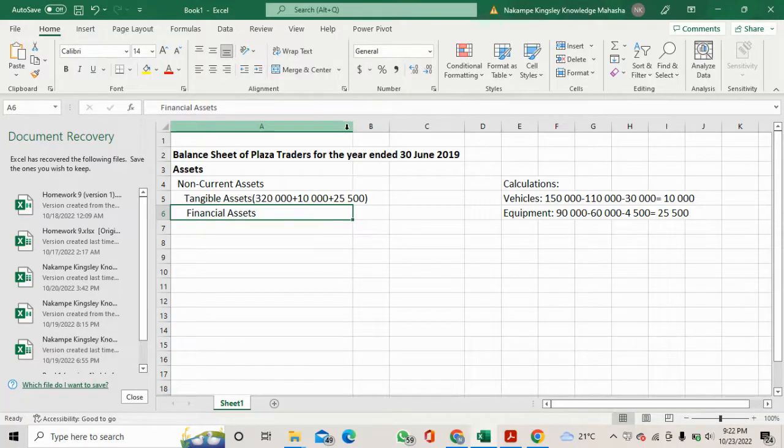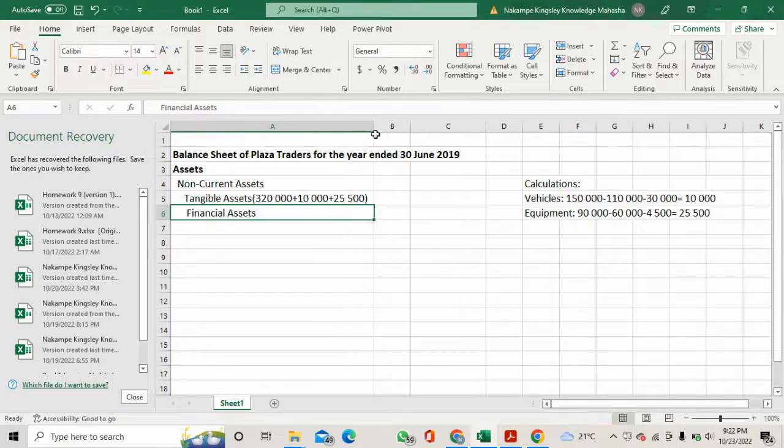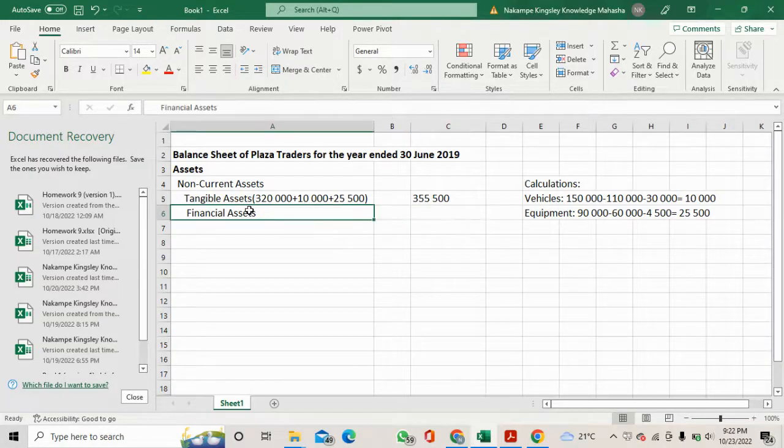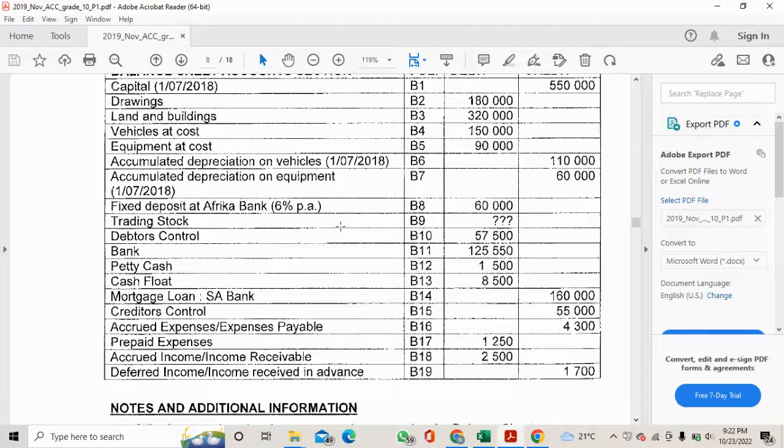So then you will be done with your tangible assets, right? So when you add all these amounts, you're going to get 355,500. So that is your amount for tangible assets or fixed assets. So now we're going to financial assets. A financial asset can be the investment that you made or the fixed deposit. In this case, we had a fixed deposit at Africa Bank at 6.66% per annum, which was 60,000.